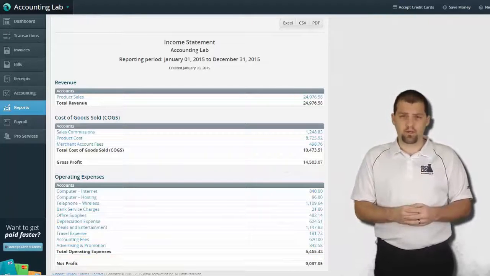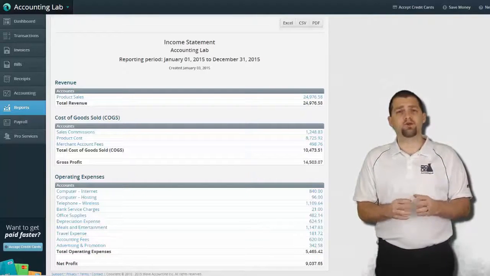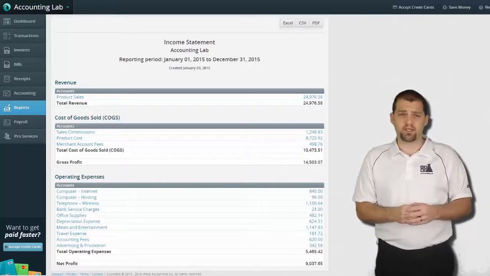Now, the other account groupings that we're going to worry about today are going to be related to your balance sheet. So let's jump over to the balance sheet and take a look at what that looks like.